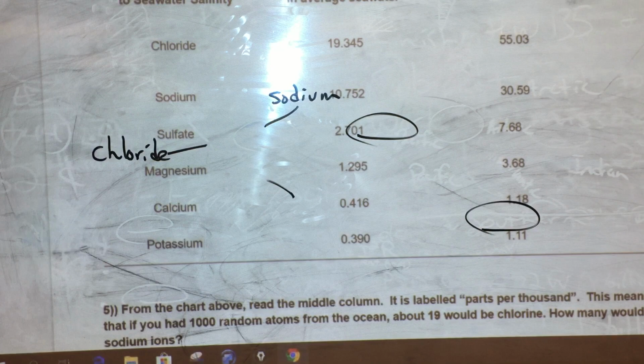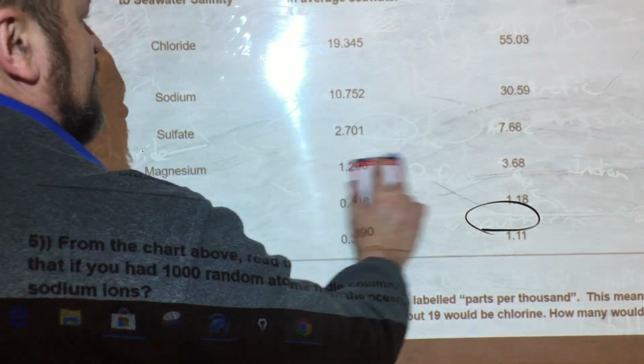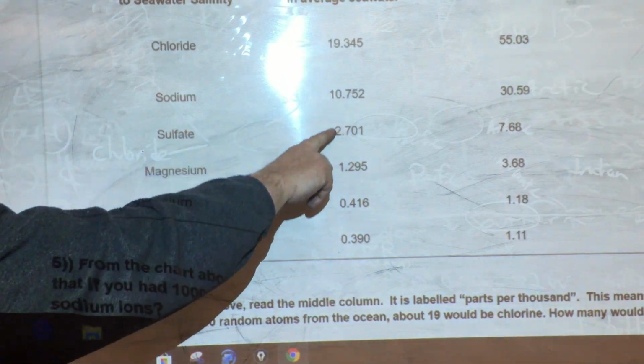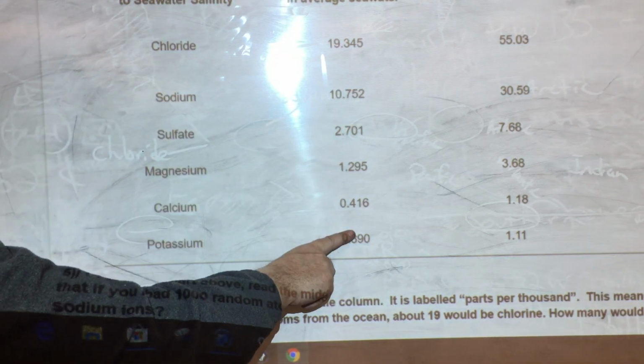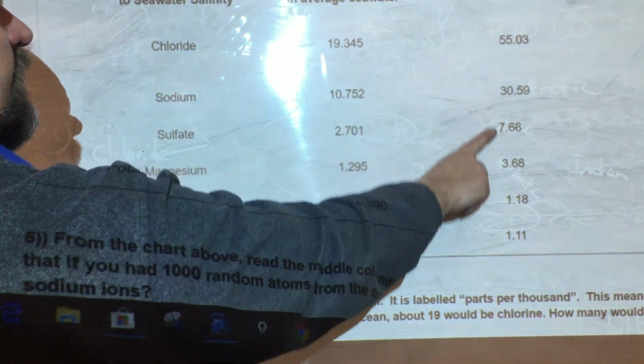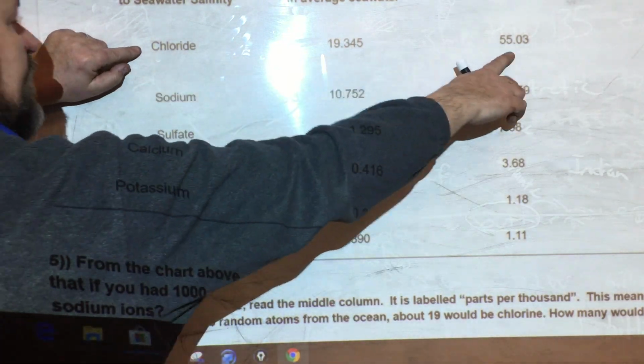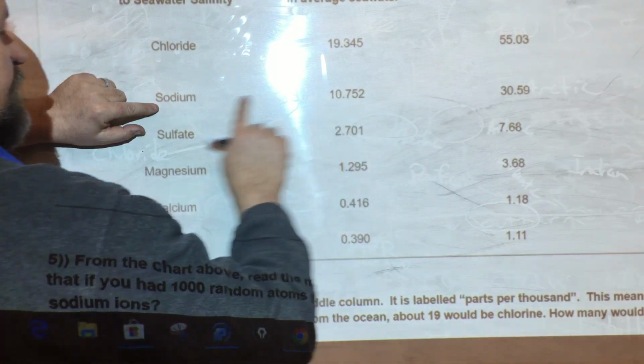Here's a chart that talks about different kinds of materials. So we have the concentration per thousand and the total salinity percent-wise. So the biggest is chlorine and the second is sodium.